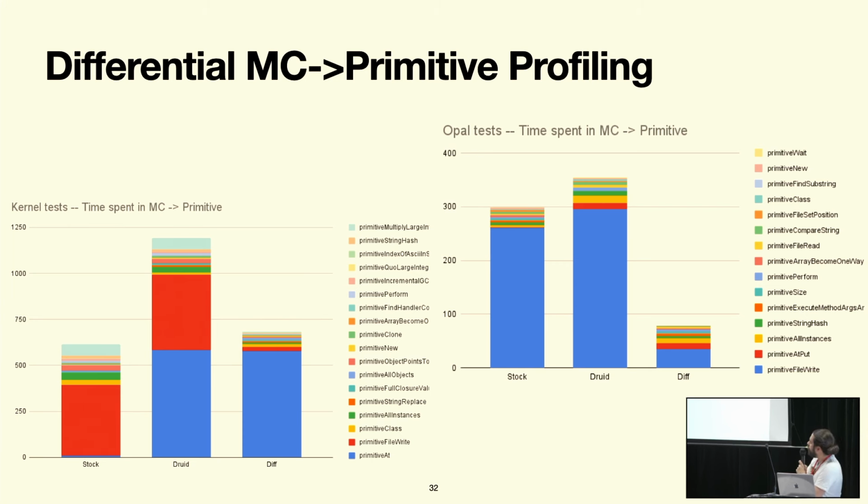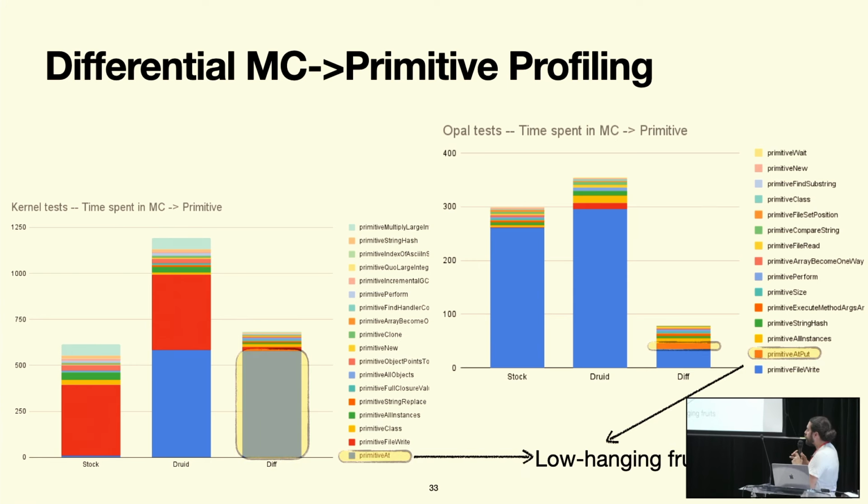So here these are the two different benchmarks. For example, the kernel tests will do something different than the Opal tests, so they don't exercise the same kind of stuff. But we can see some low-hanging fruit here. So, look, the primitive add and the primitive output probably deserve some love, right?